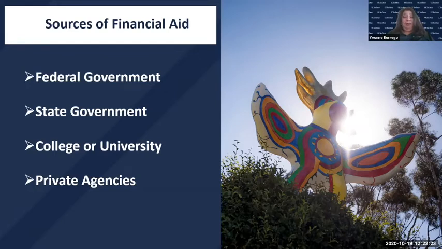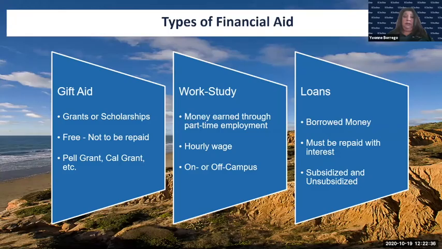So wouldn't that be something, if you could get through your undergraduate work without having to take out any loans, or if you do have to take out loans, that it's a very, very minimal amount. Gift aid, this is what you're all striving for. Again, your goal is to get as much gift money and scholarship money as possible, because it's free money. It's money that does not have to be repaid. The Pell Grant and the Cal Grant are examples of what we call gift money.